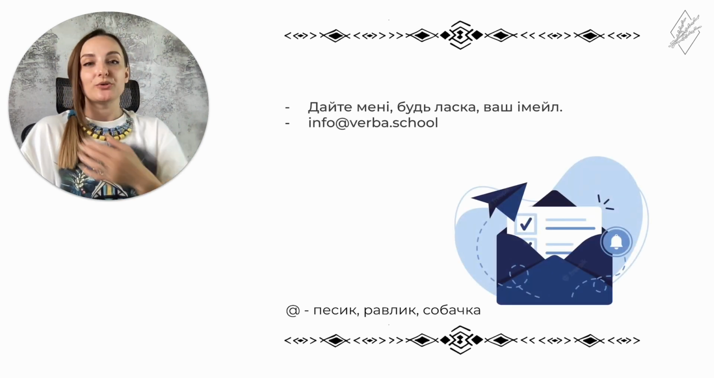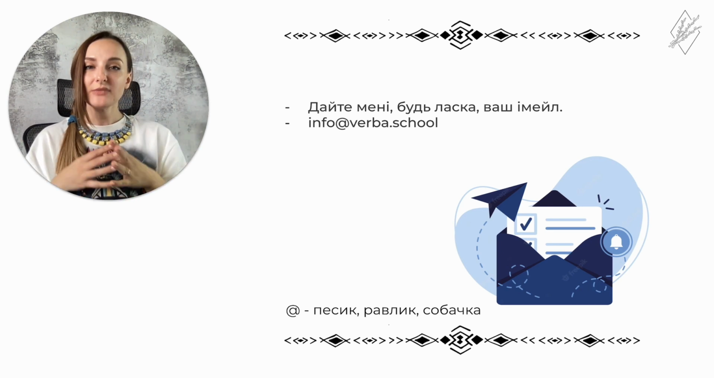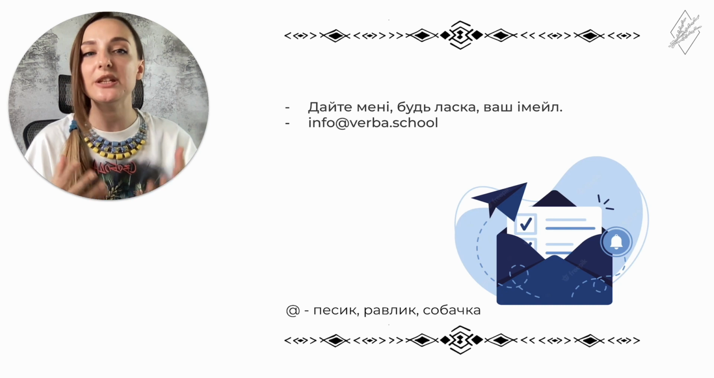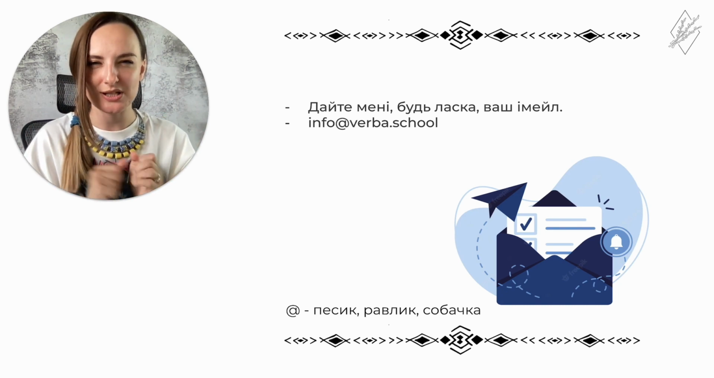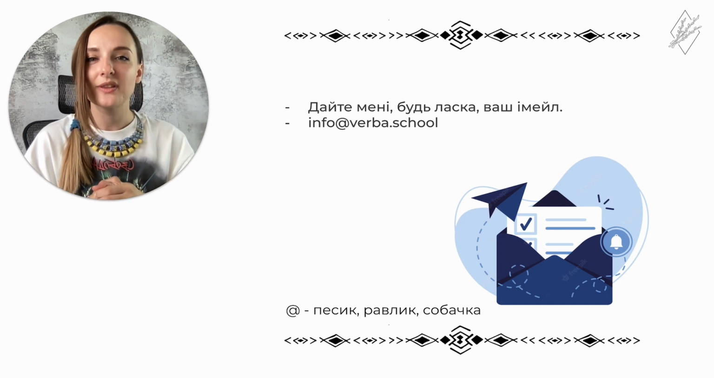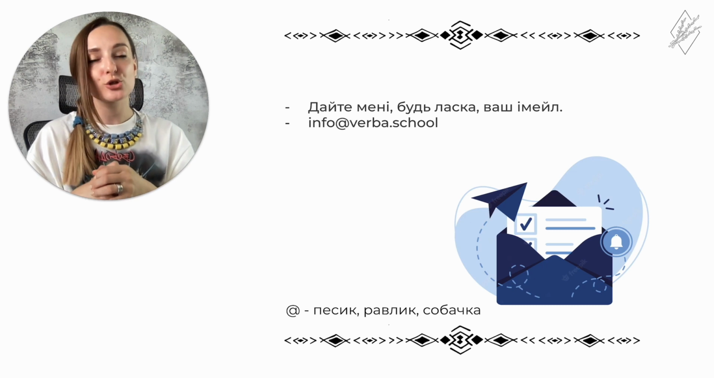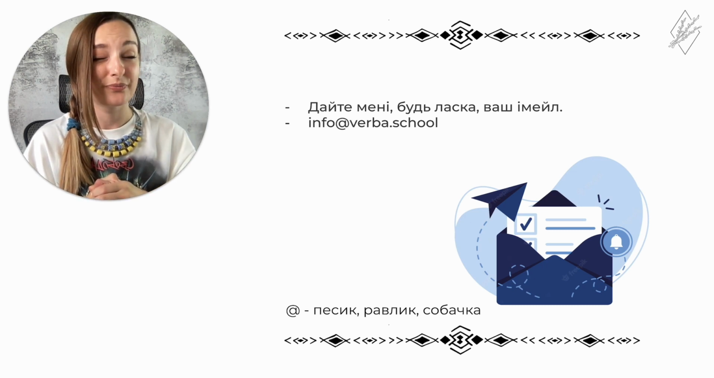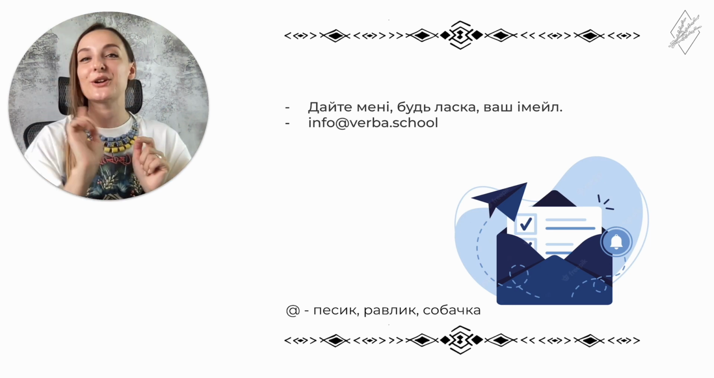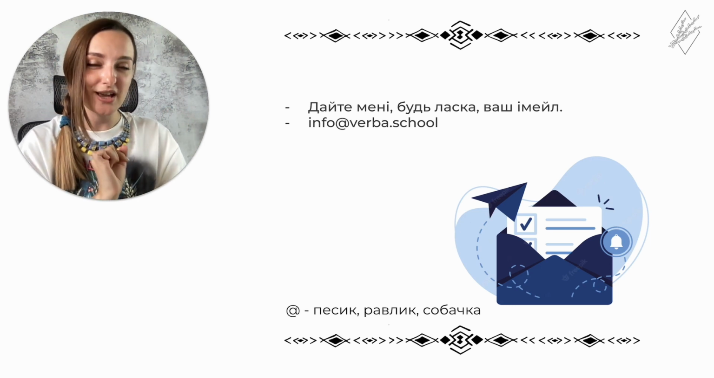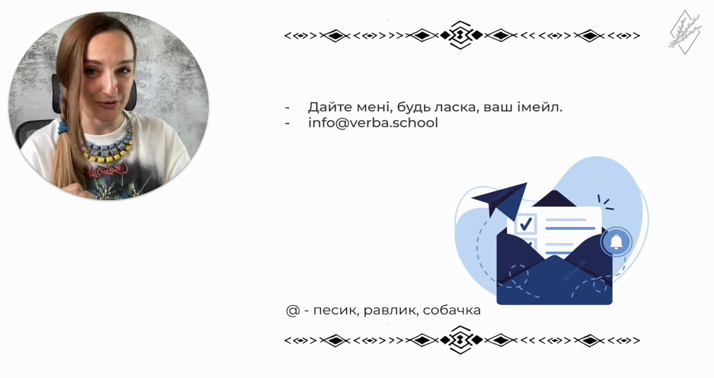And now about email. Email in Ukrainian sounds the same. Email. So here we have the dialogue. Дайте мені, будь ласка, ваш email. And here how we say it. Info, песик, VERBA, крапка, school. So, by the way, this is the address of my school where you can write if you decided to take individual Ukrainian lessons in VERBA school with our teachers.